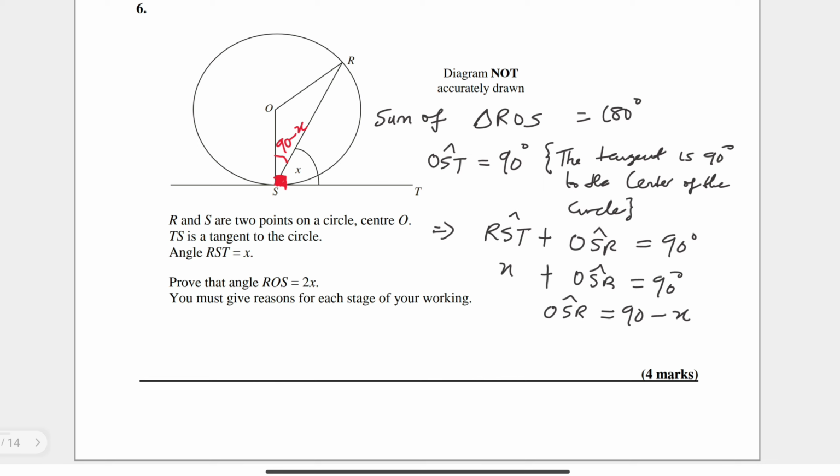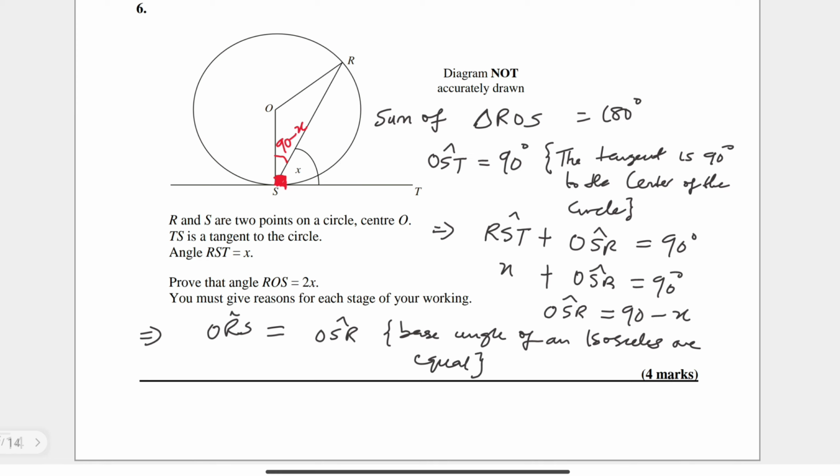So we know that if this is 90 minus x, then it implies that ORS is equal to OSR. So what's the reason for that? Base angles of an isosceles triangle are equal.